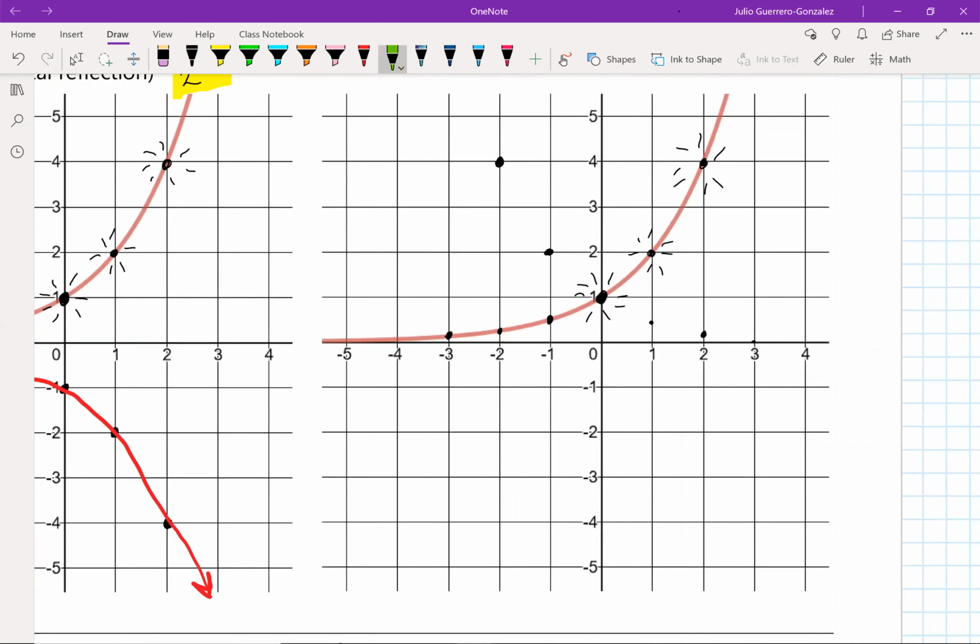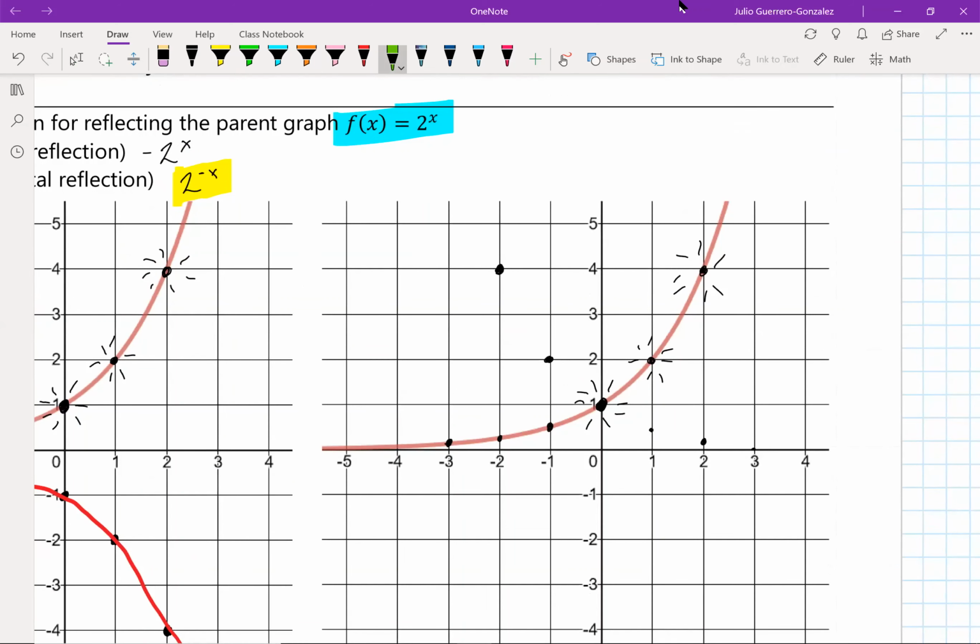So I'm going to use the green marker for this one. It's not very well drawn.